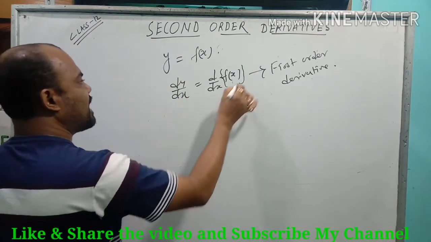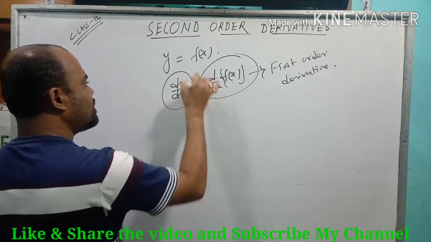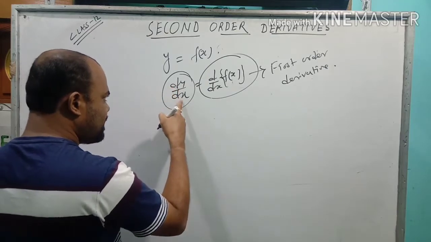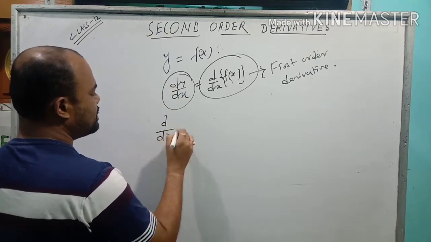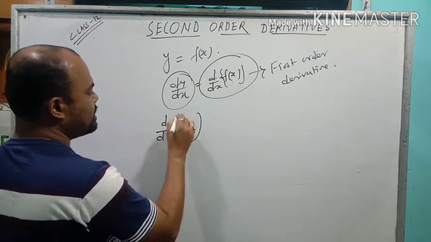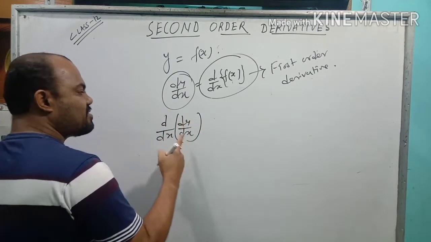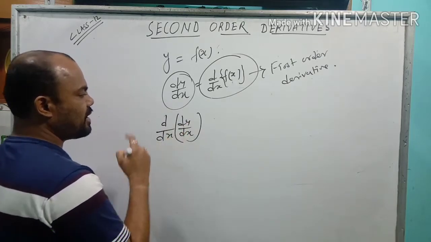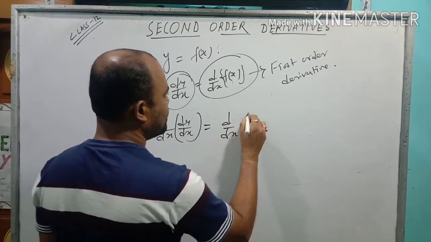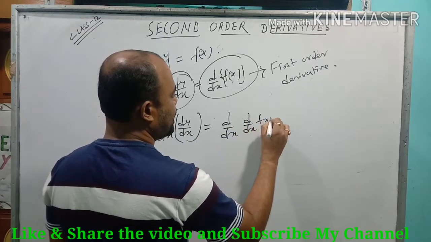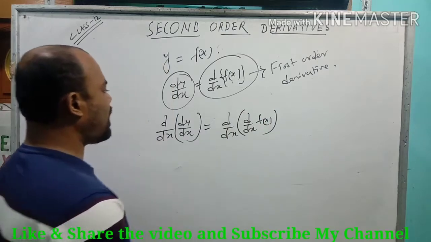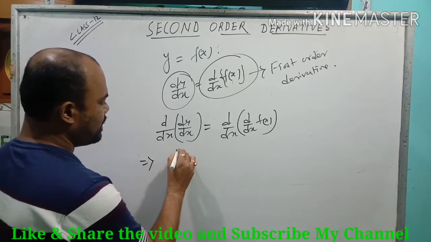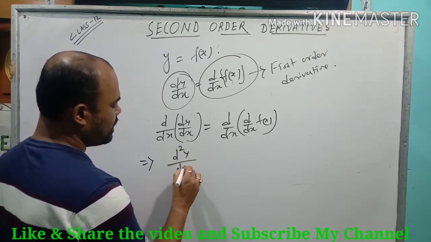Second order derivative means again derivative of this function. As derivative of y is written as d by dx of y, we can write that it is d by dx of dy by dx. See this part, dy by dx is the first time derivative, and here we are taking the derivative of dy by dx again. Here also it will be d by dx of f(x). Now how to denote this, or what is the notation of this? This is written as d2y by dx square.